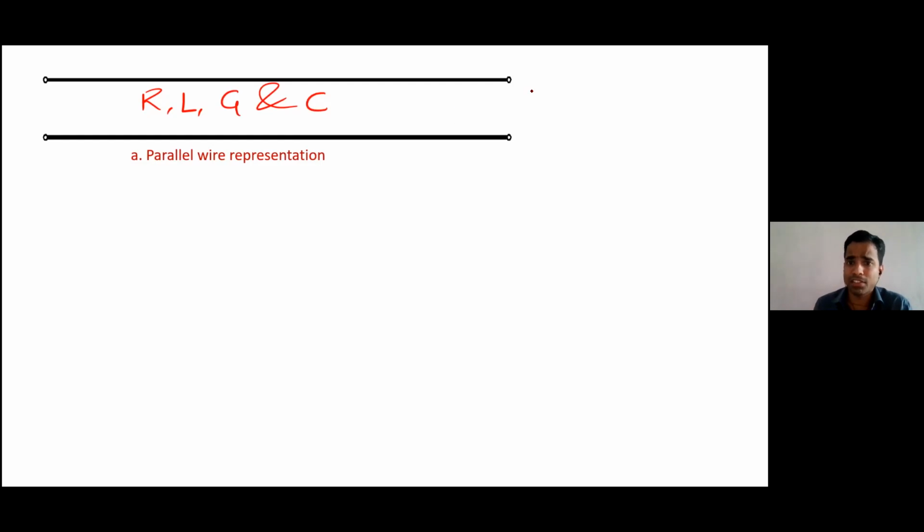In your circuit analysis, if you make a circuit, you put your resistor, you put your inductor, and then you put your capacitor, right? So you can physically see that. And that is why they are called lumped circuits.